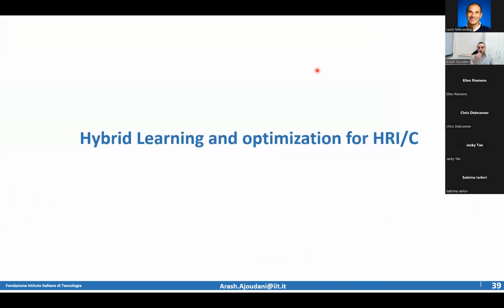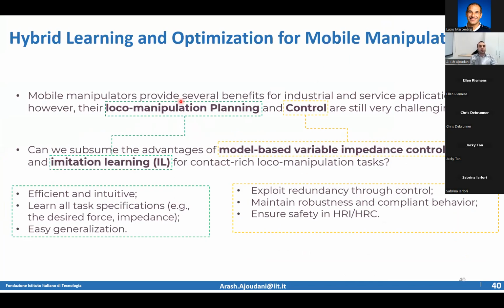So in the last part of my talk, I also want to say a few words about the creation of a framework that brings learning and optimization together for mobile manipulators. We know that we are all in the era of learning, and learning is really a good hype. We know all its good potential in natural language processing.